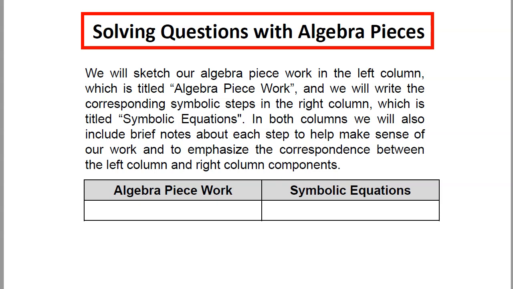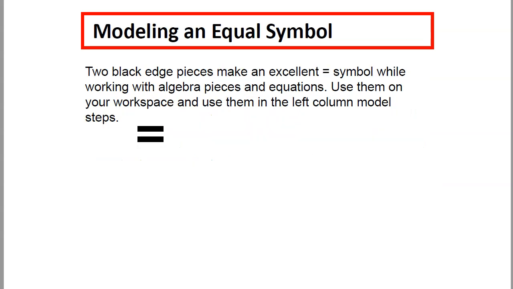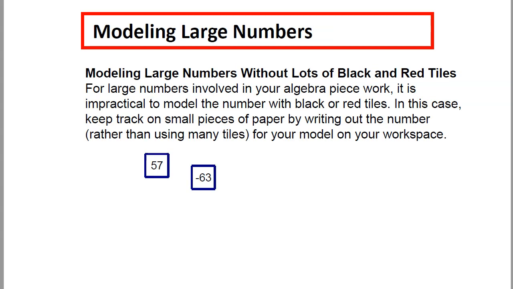We'll sketch our algebra piece work in the left column, algebra piece work, and we'll write the corresponding symbolic steps in the right column, symbolic equations. In both columns, we'll also include brief notes about each step to make sense of our work and to emphasize the correspondence between the left and the right column components. You can model an equal sign on your workspace by using two black edge pieces, and you can model large numbers by using scraps of paper or writing.